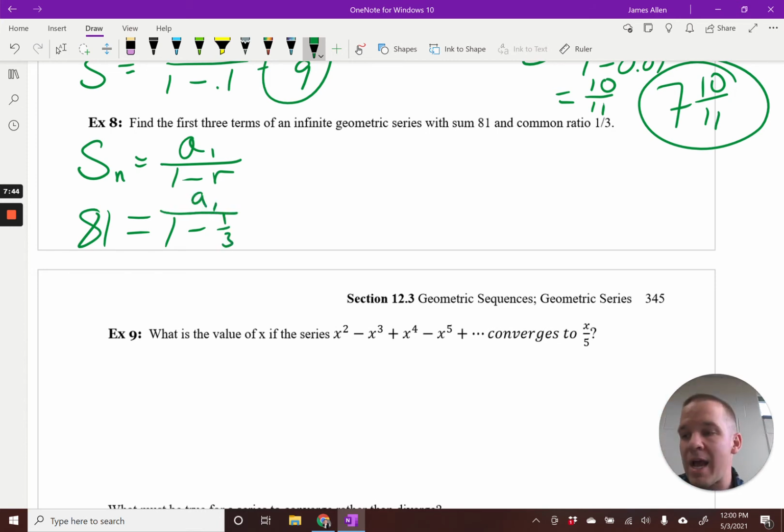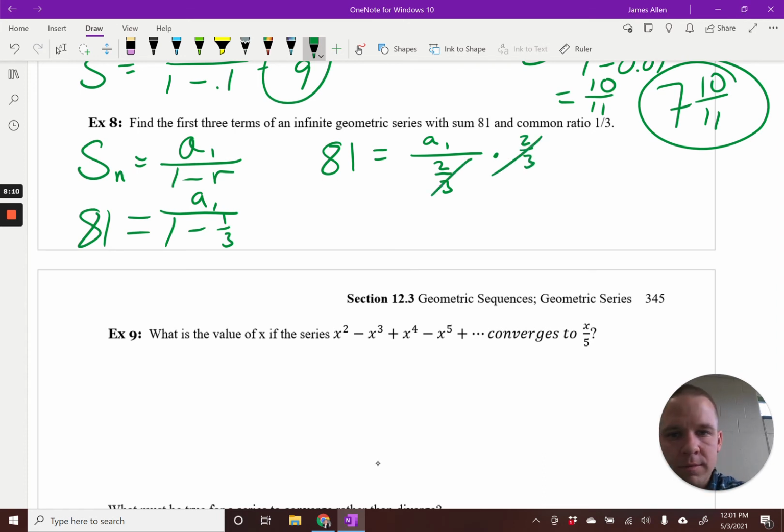So the formula is very important. Yeah, I can use my calculator when I know everything, but then to do a little bit of algebra with it, I need to know the formula. All right, so I'd have 81 equals a sub 1 over 2/3. If I'm dividing by 2/3, I would multiply each side by 2/3 to get it out of the denominator. Now, 81 divided by 3 is 27, times 2 is 54, equal to a sub 1, right? Okay. So that's my first term.